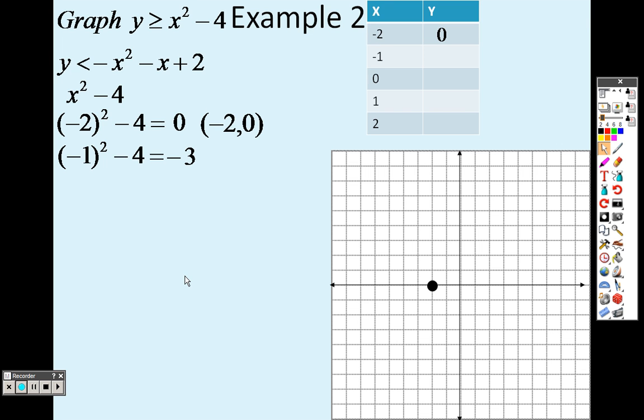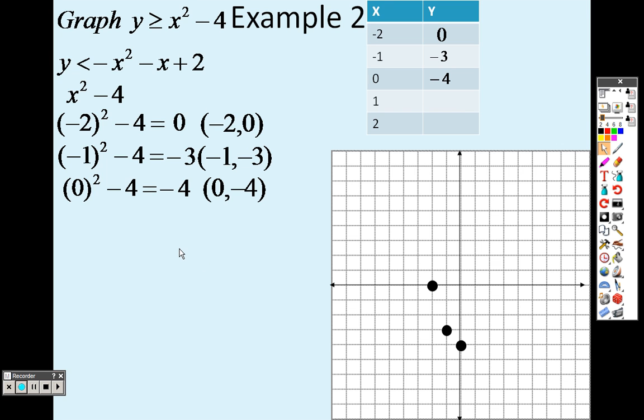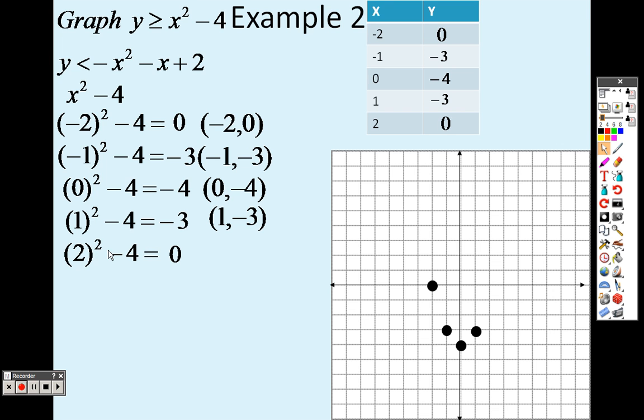Plug in -1, I get -3, so the point is (-1, -3). I plot the point. Plug in 0, get -4, so there's (0, -4). Plug in 1, I end up getting -3 as my answer, so I have over 1, down 3. There's the point. And I plug in 2, I end up getting 0, so (2, 0). And that's enough for me to see that it's going up on each side.